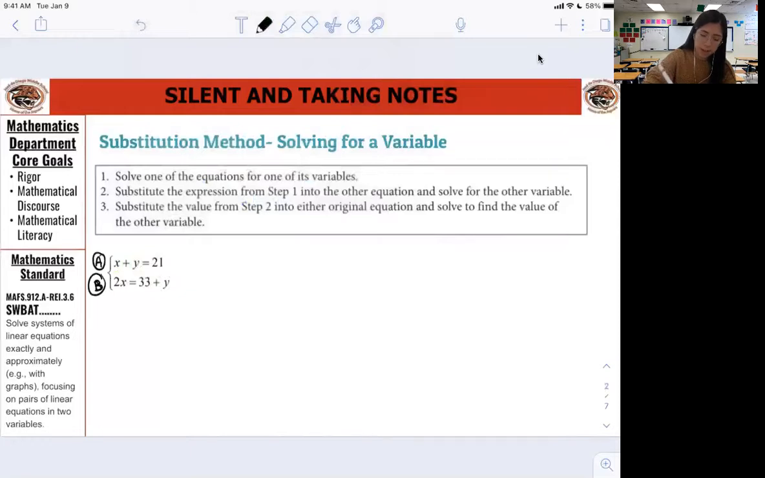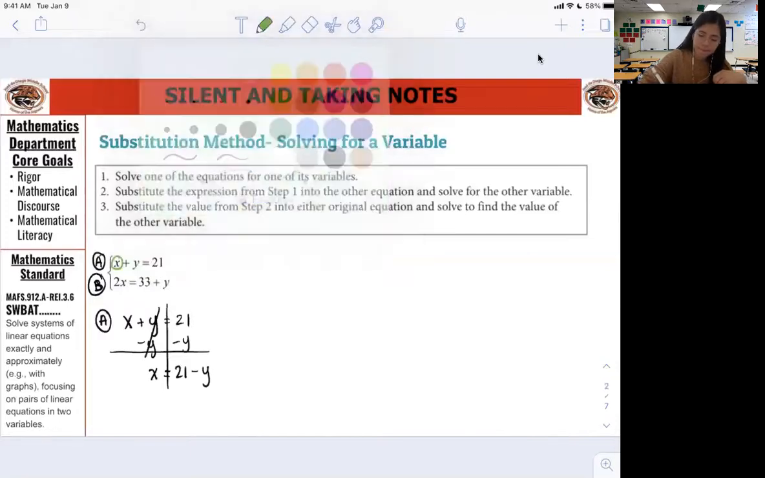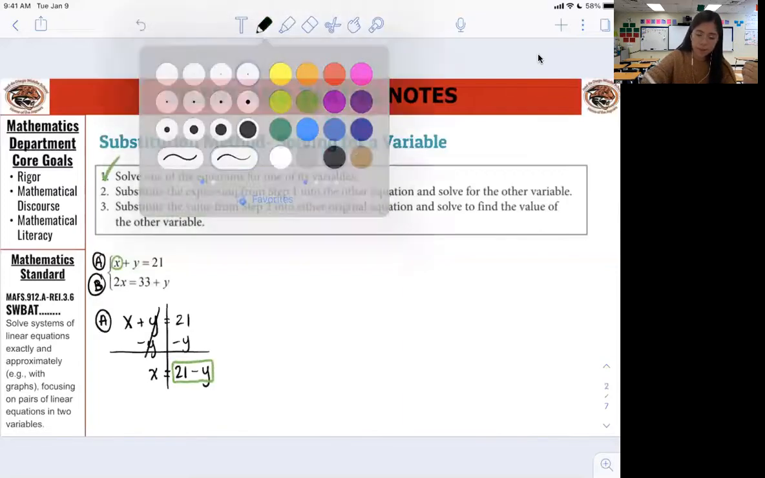So I'm going to try and get this x from equation A all by itself. So I write down equation A, x plus y equals 21. And to get x all alone, all I need to do is get rid of that y. That y needs to go away. And in order to do that, I subtract. So when I subtract y on both sides, I end up with x equals 21 minus y. Okay, that's the value of x.